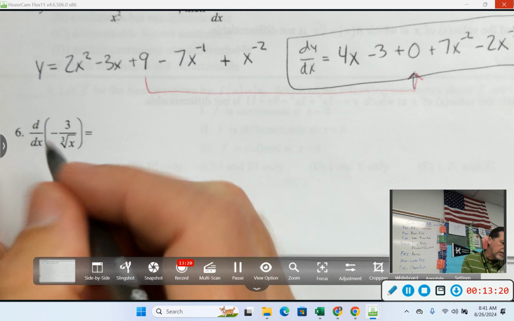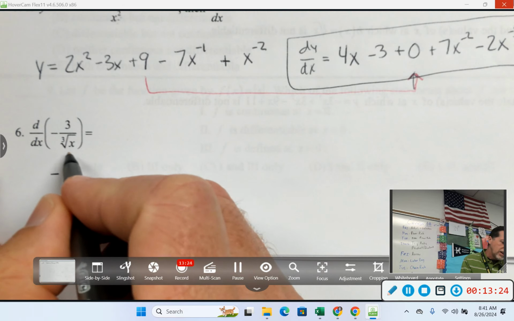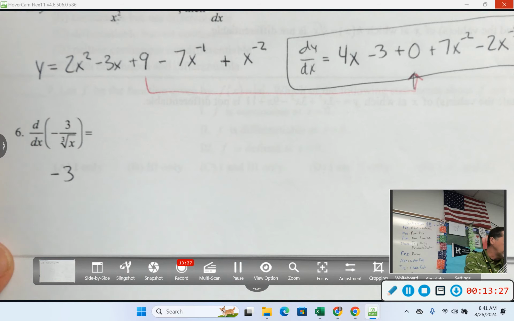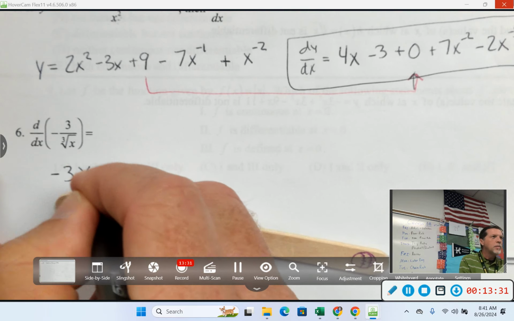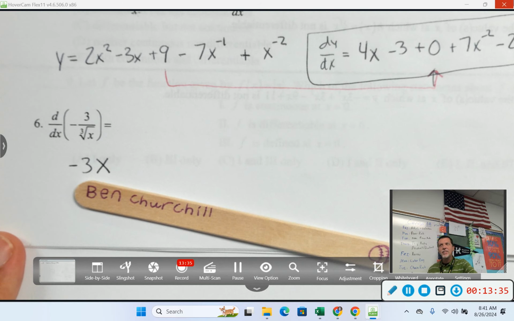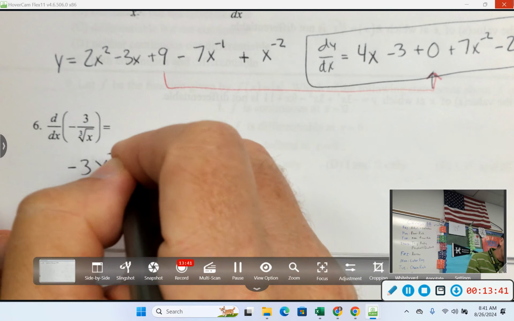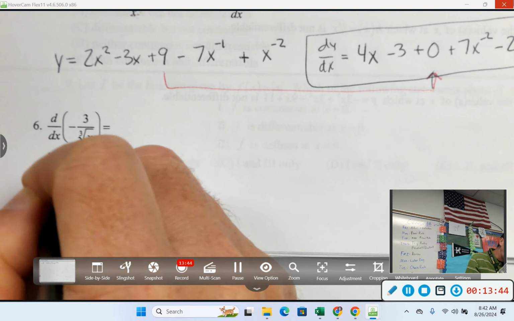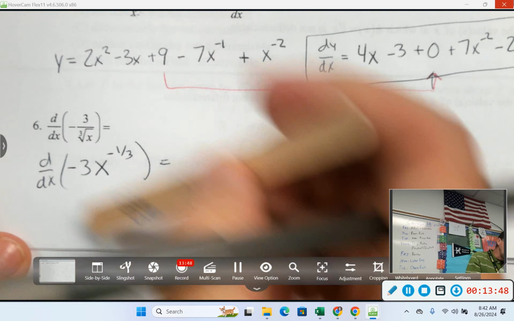All right, number 6. Another one with algebra first. Cube root of x in the bottom. So, Ben, put Ben on the spot here. How could I rewrite the cube root of x in the denominator as x to a power? Perfect. X to the negative 1/3. And then I'm not done. That's just the algebra step.